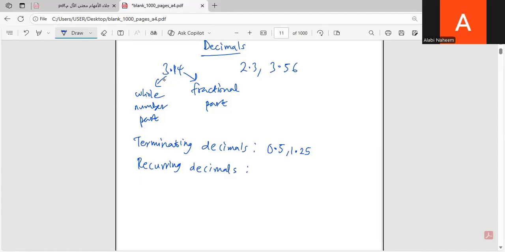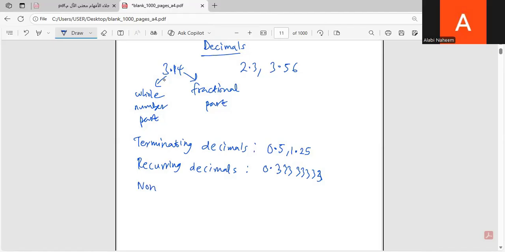Recurring decimals are decimals that do not end, and they also repeat the same number. For example, when you have 0.3333333, this is a recurring decimal. You have 0.333 and the thing continues like that. It does not end. That's a recurring decimal.